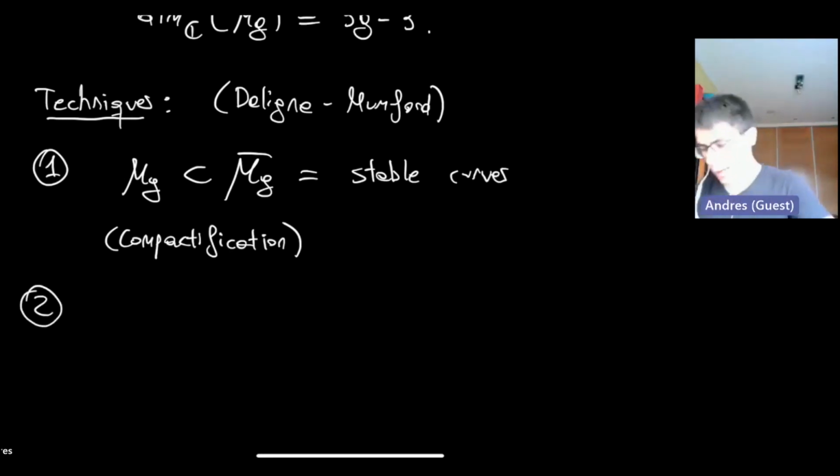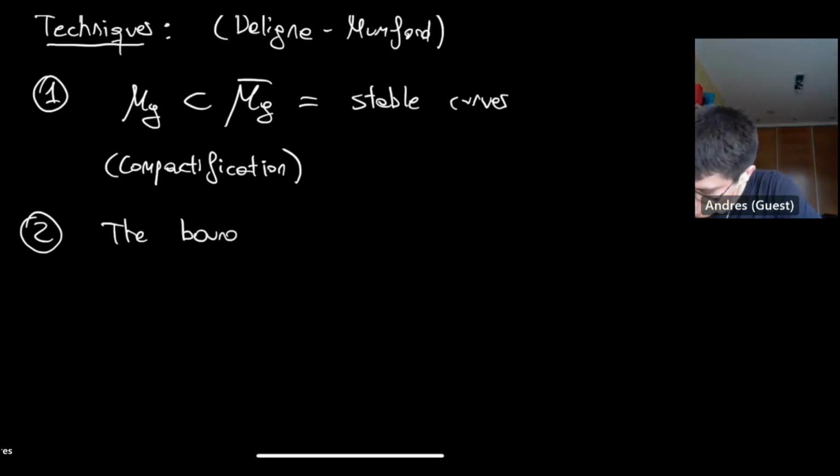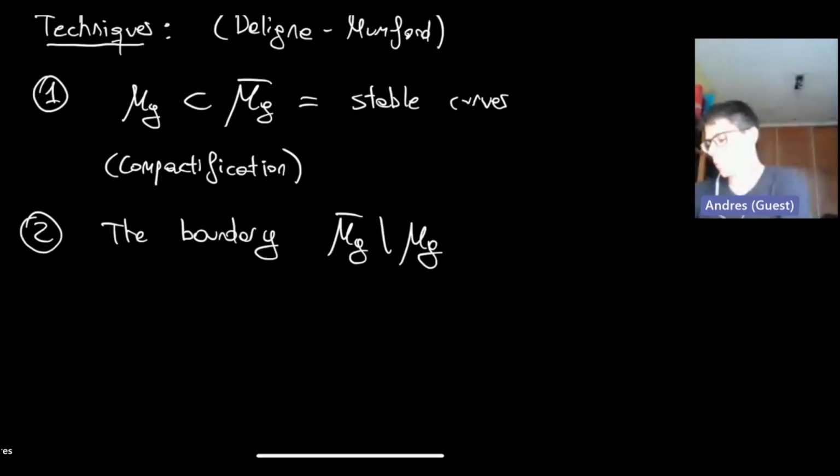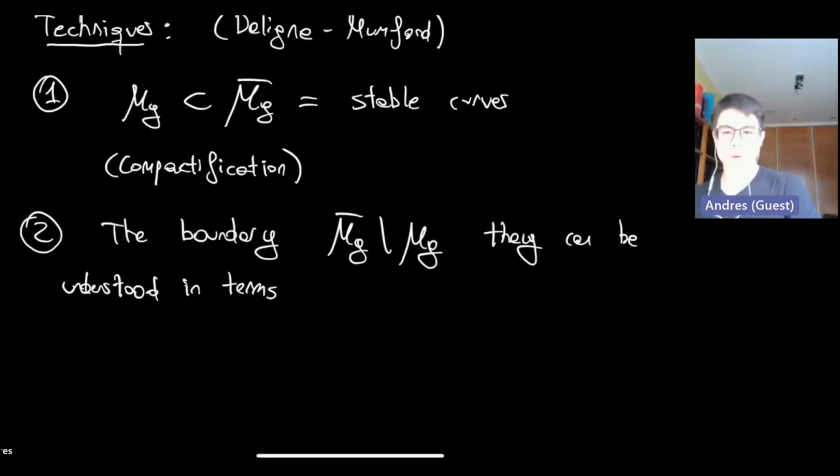And the second one is a recursive understanding of the boundary. So the boundary, this closed boundary of all curves that are not smooth, can be understood in some sense by gluing curves of lower genus.